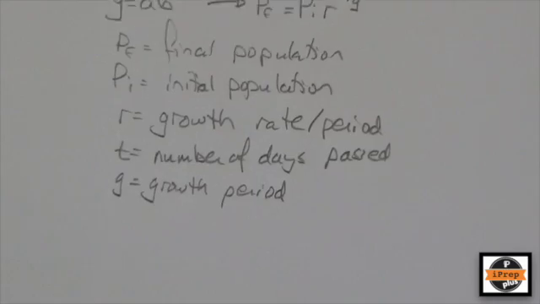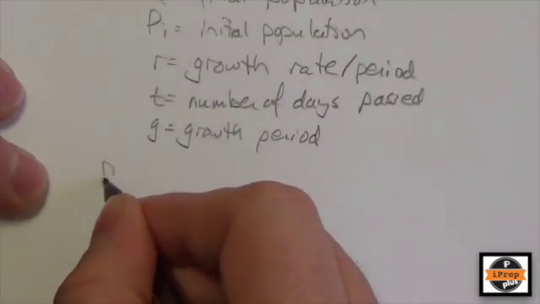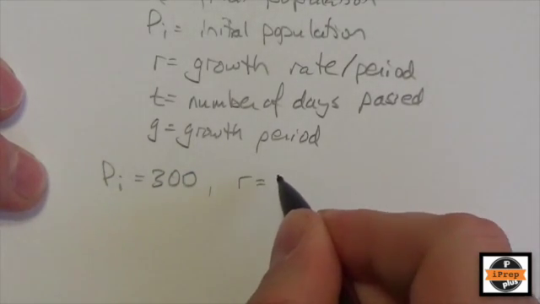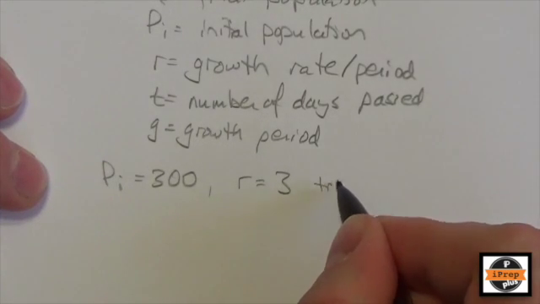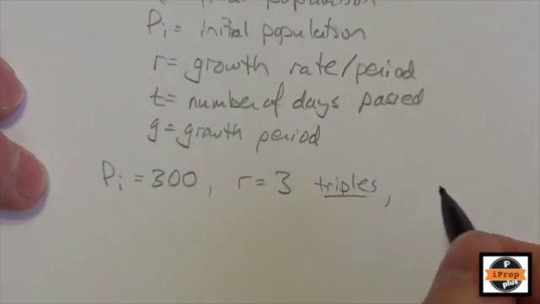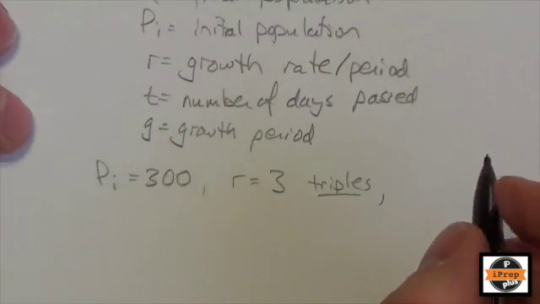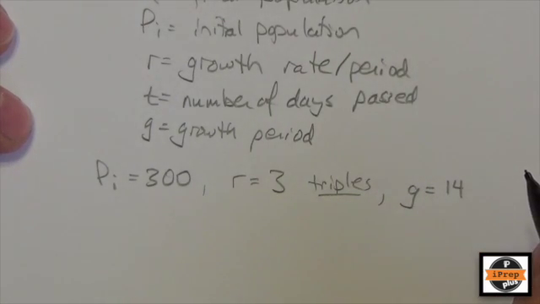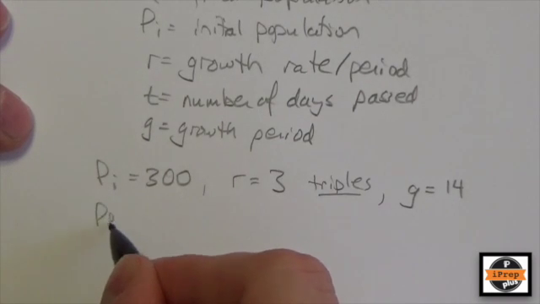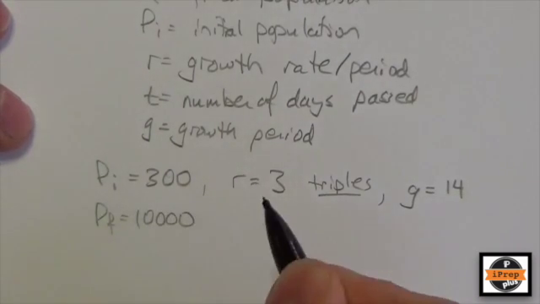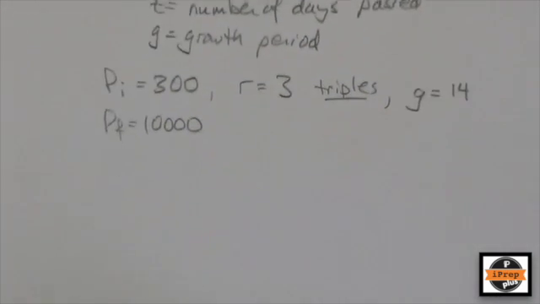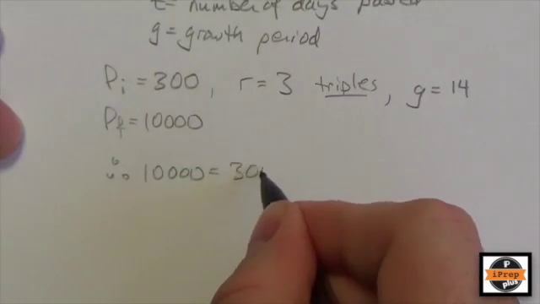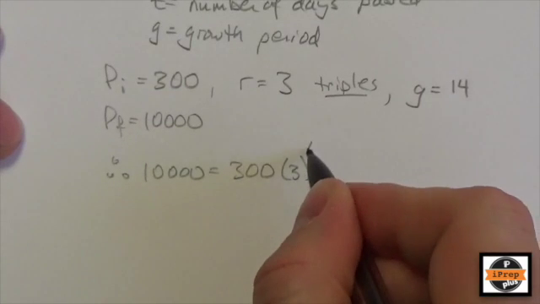In this particular case, given the information here, I know that my initial population was 300. I know that my growth rate is 3, just because it's tripling. My growth period here is going to be 14 days. And we know that the final population was 10,000. What we want to figure out is how long it took to get to that point. So let's plug that all in. Therefore we get 10,000 is equal to 300 times 3 to the t over 14.